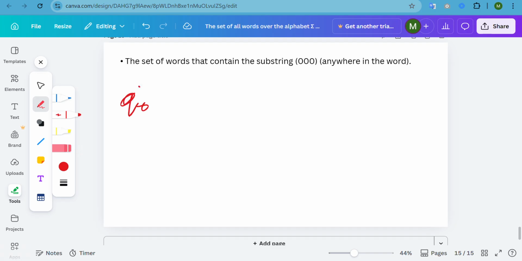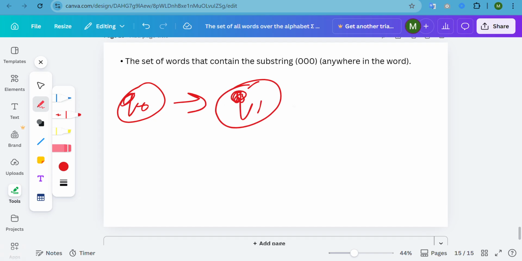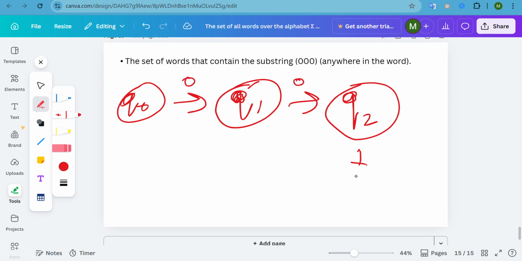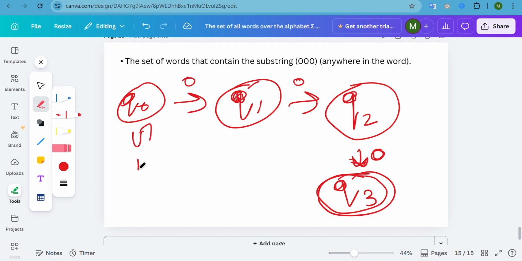We start with a Q naught, of course. We go here, we say Q1, and then we say Q2. It says the set of words that contains substring triple zero anywhere in the word. And now we already did it. This should be accepting because it contains it. But now what about 1? If it reads a 1, it can start from here and keep reading 1.